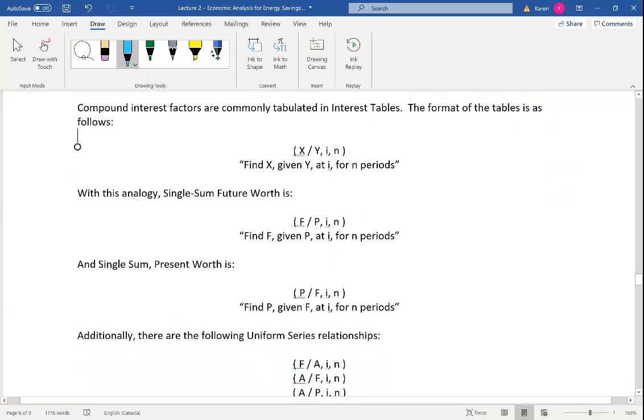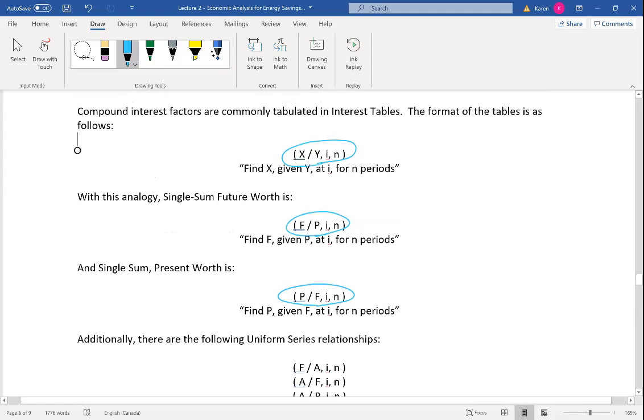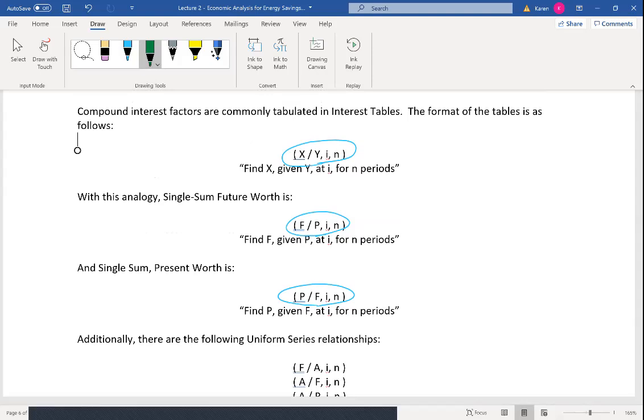What it does is at the top of an interest table, it has a title that looks like this. And if you don't know what these are, then it's very confusing. But what these do is they're written in a certain format. So there are brackets and there's a slash in the middle. And so I'm writing the sentence what it means. So how you read this is, I want to find this first item, given that I know this item, at this interest rate for this many periods. Okay, so let's say it's annually, then it would be for 5 periods.